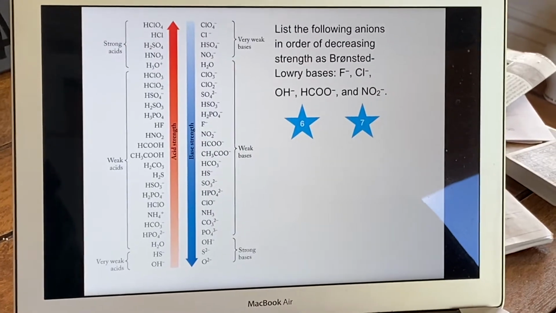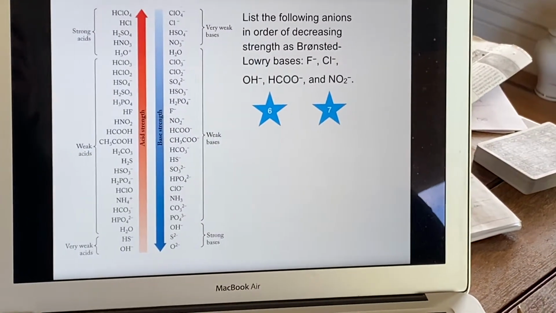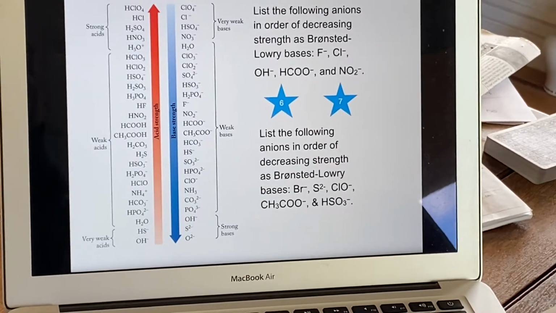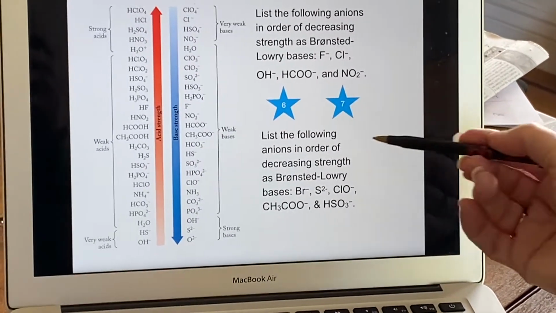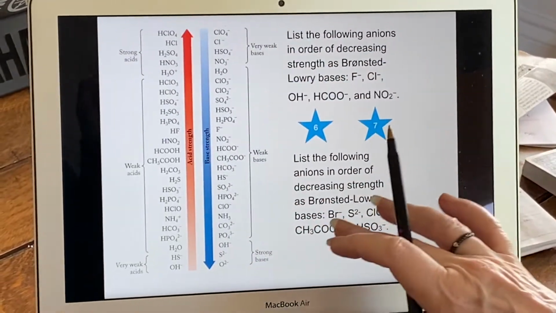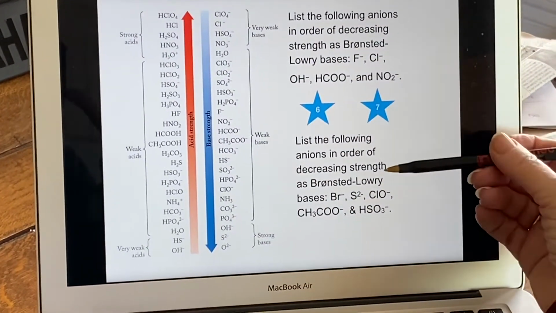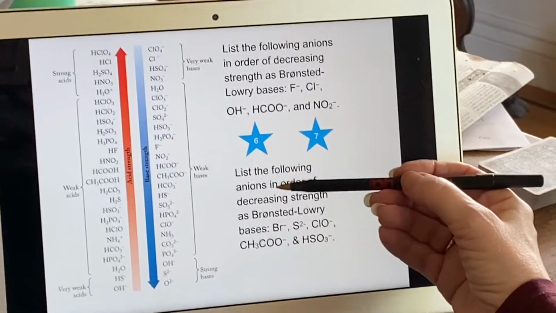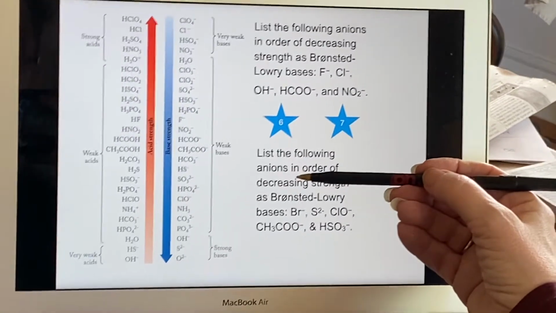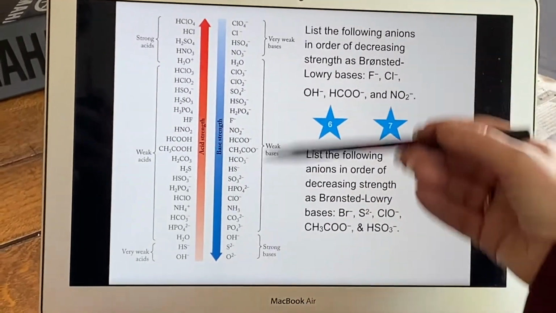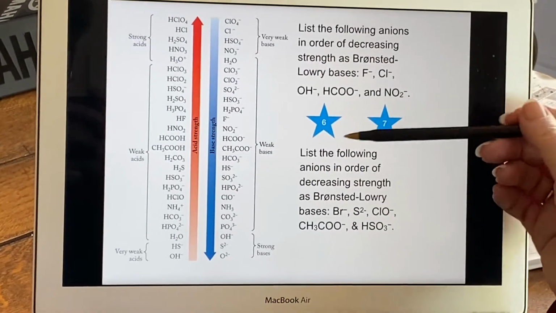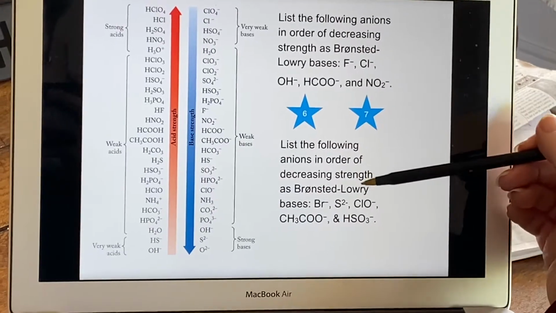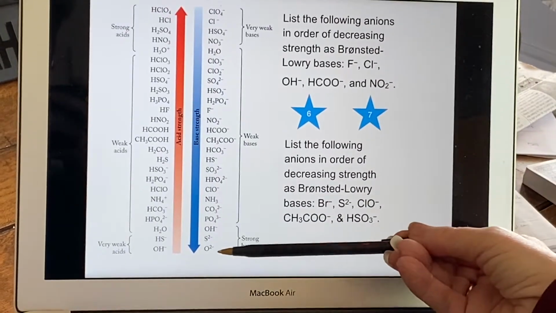So next on the same page, guess what? We're going to use our chart again. Now it says list the following anions. Oh, as soon as they said anions, I know I'm going to be using these blue ones again. Why did I know that? Because the anions are formed when it loses the proton, the H+. So, okay, anions. I know I'm going to be using the blue side again. So list the following anions in order of decreasing strength as Brønsted-Lowry bases. So once again, I'm going to start here and go up.